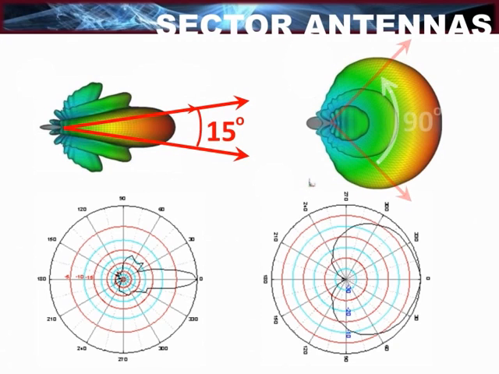Here we have graphs and illustrations of the signal spread from a sector antenna. Sector antennas are basically omnidirectional antennas with reflectors behind them. The shape of the reflector influences the angle of the sector antenna's horizontal signal spread. This particular sector antenna has a vertical signal spread of 15 degrees and a horizontal signal spread of 90 degrees.